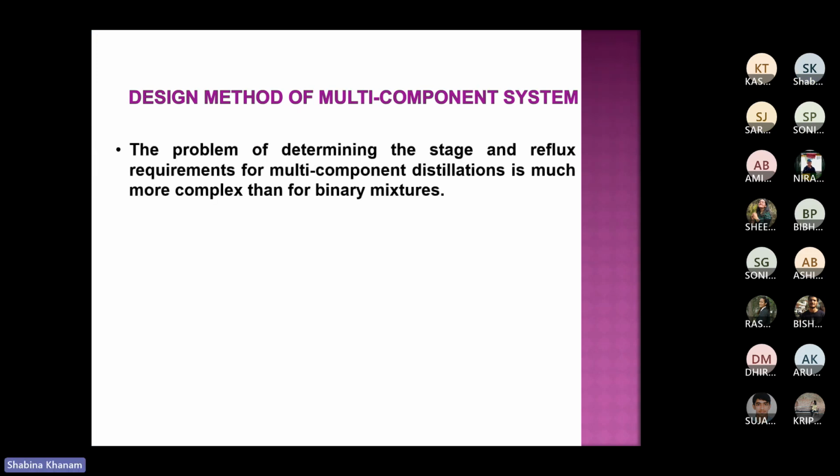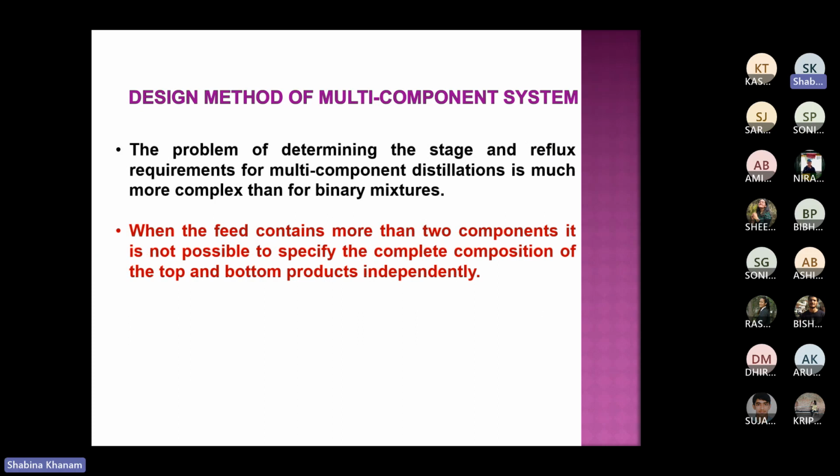So when we consider a multi-component system, the problem of determining the stage and reflux requirement for multi-component distillation is much more complicated in comparison to a binary system, and that you understand also. When the feed contains more than two components, it is not possible to specify the complete composition of top and bottom products independently. Okay, so in that way you will obtain the mixture, but of course a few components you can separate almost completely.